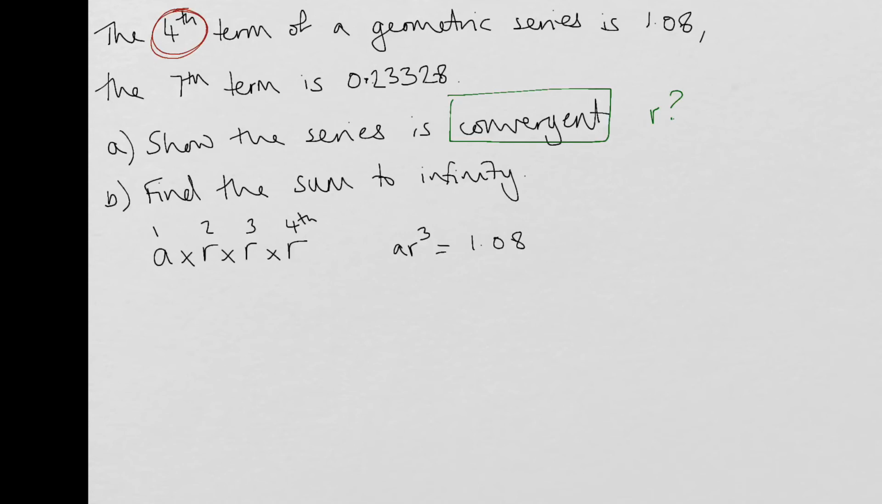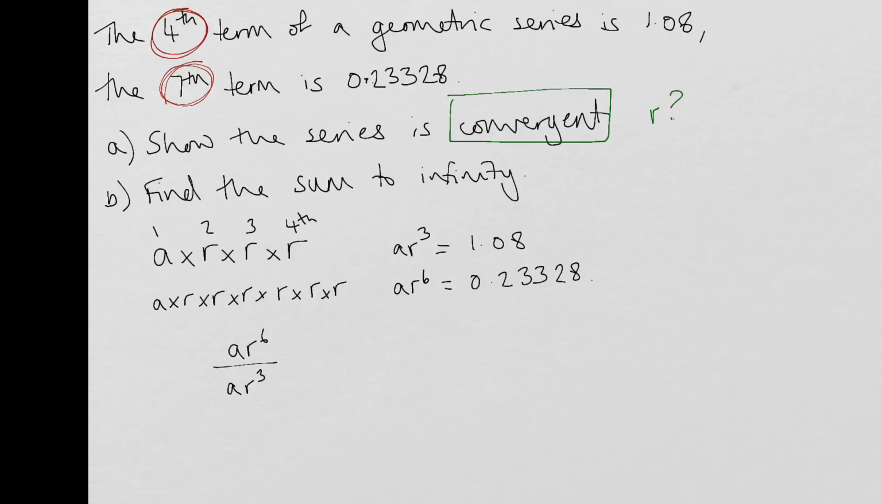So if we use that same idea now to look at the seventh term, that would be a times r, so that's the second term, third term, fourth term, fifth term, sixth term, seventh term. So that's a times r to the power of 6. Or we can just use that idea of ar to the n minus 1, can't we? So that's equal to 0.23328.